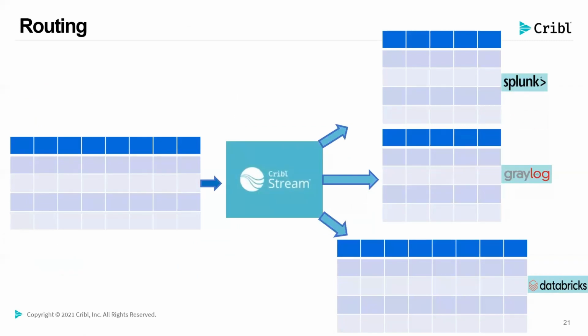So when we say routing, we have a data set. We can perform transformations in Cribl and send the filtered or reduced data to the destinations of your choice, while also maintaining a full fidelity copy in a destination of your choice. So this is what we mean when we say routing.